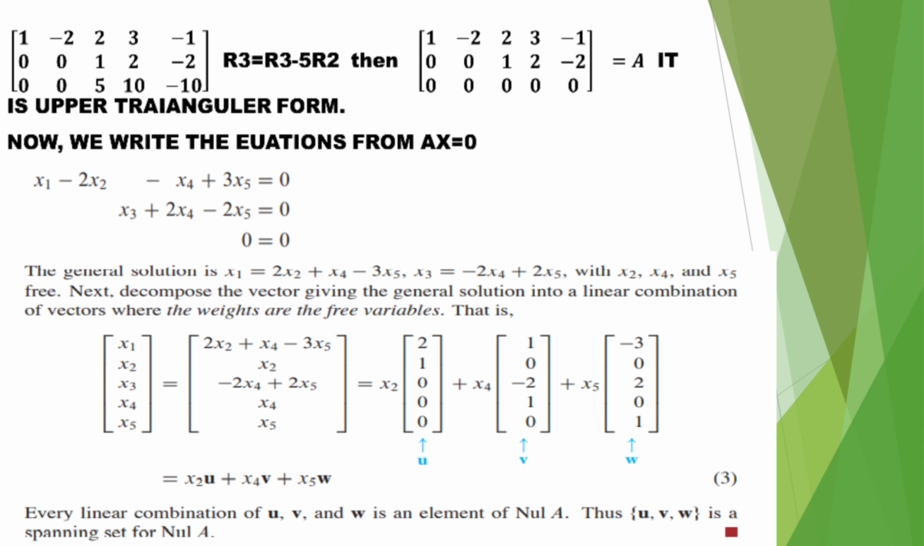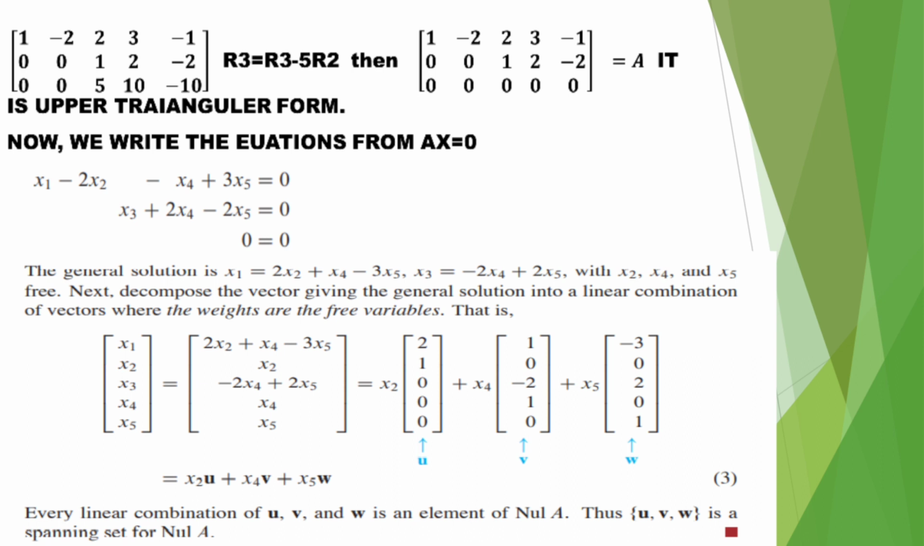So 1, minus 2, 2, 3, minus 1 is the first row. Second row is 0, 0, 1, 2, minus 2. And third row elements are zeros. So it is the diagonal, and the below diagonal elements are zeros. So we say that it is the upper triangular form of the matrix.